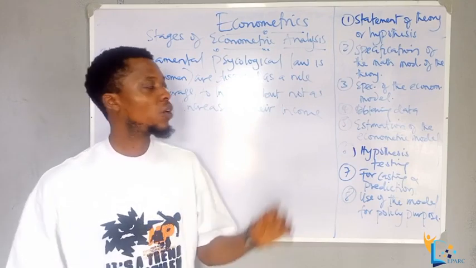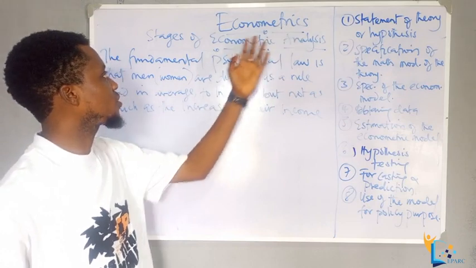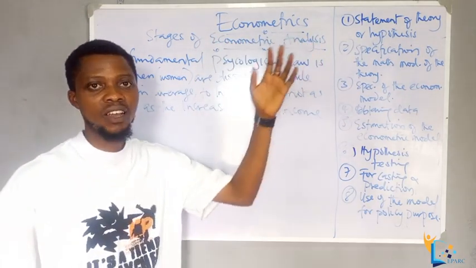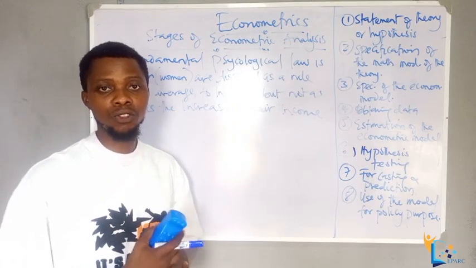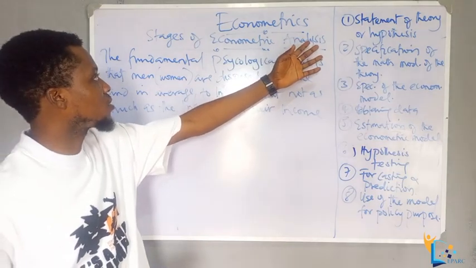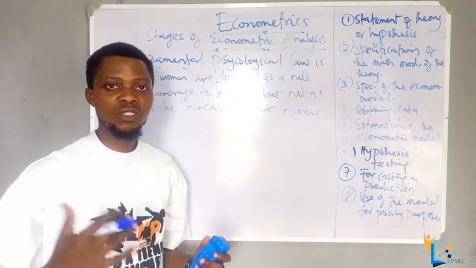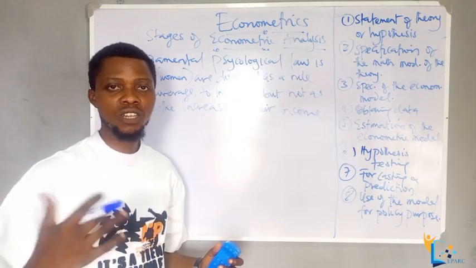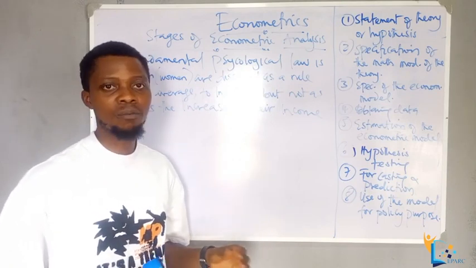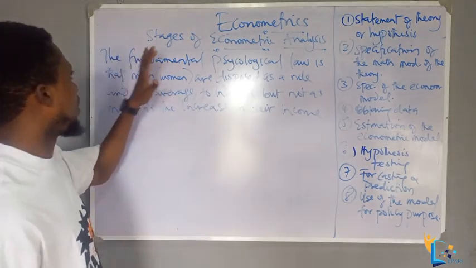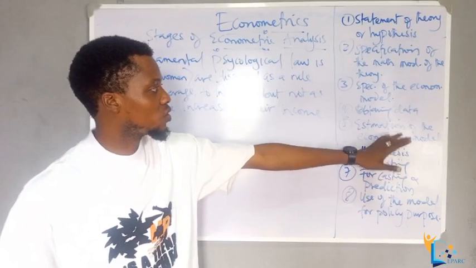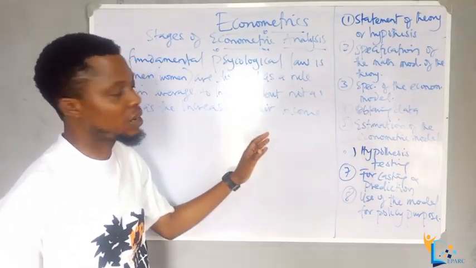Quickly, we're going to be looking at econometrics, and the topic of discussion today will be stages of econometric analysis, or you call it the traditional methodology of econometrics. By stages of econometric analysis, we mean the stages which econometricians undergo before they can arrive at a statistical inference. There are 8 stages. I've outlined them here so that we can be taking them one after the other.